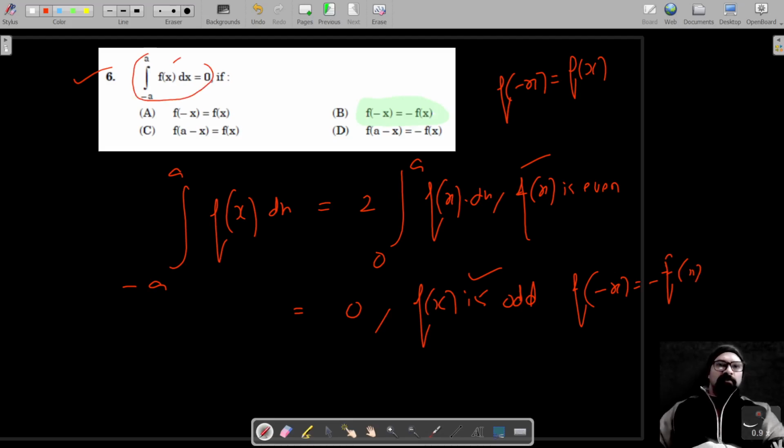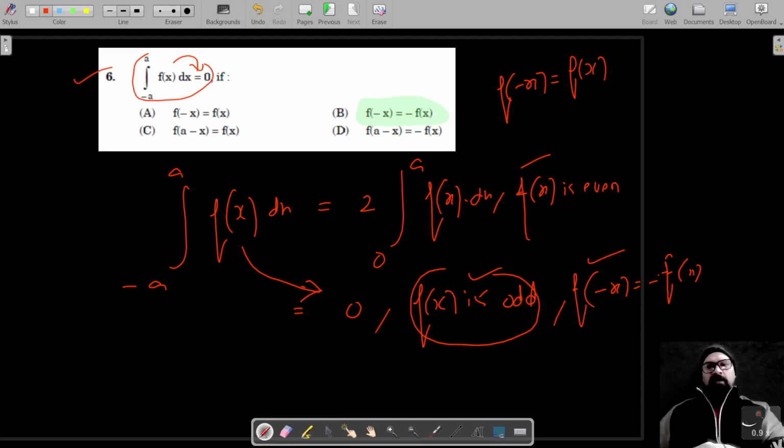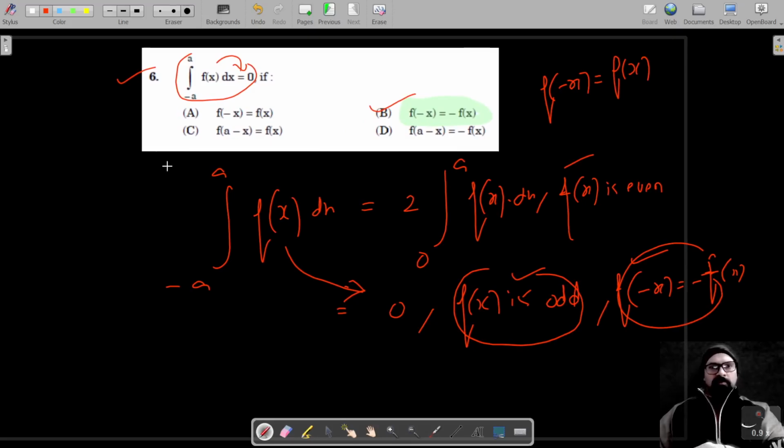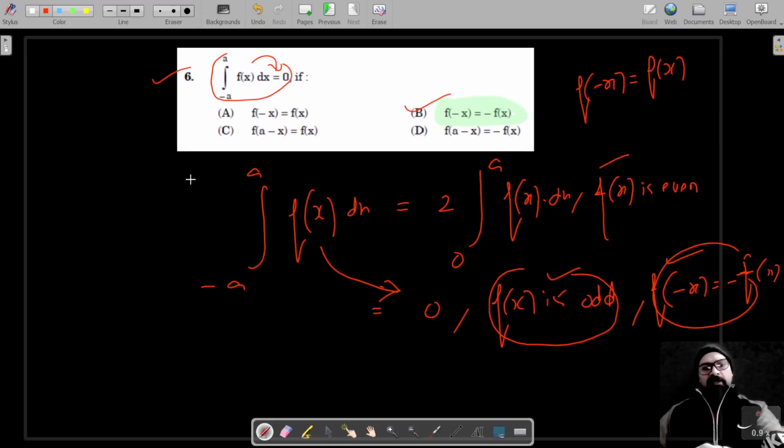So it's given that it's equal to 0. This is equal to 0 when f of x is odd, and f of x is odd when f of negative x is equal to negative of f of x. B is the correct option. This is one of the properties of the definite integrals. Moving on to question number 7.